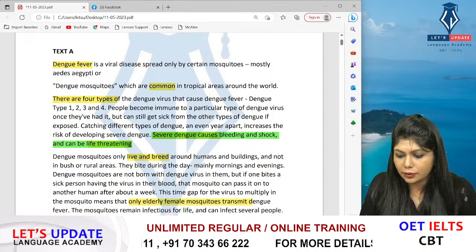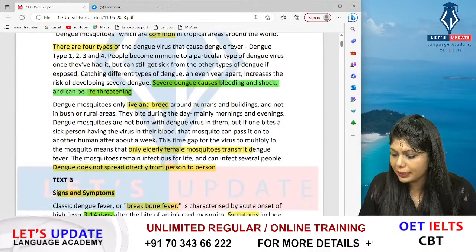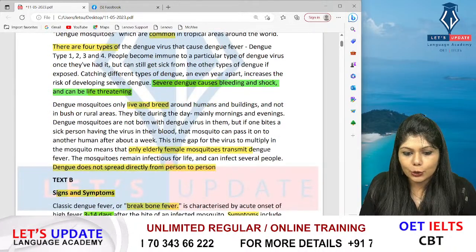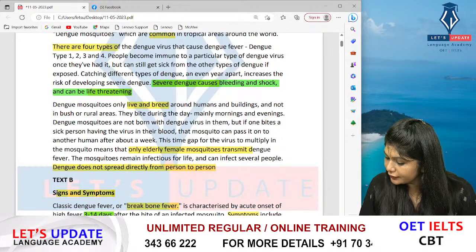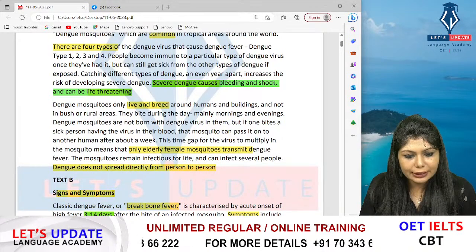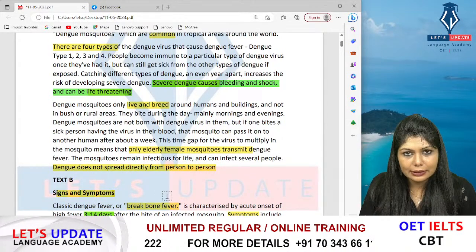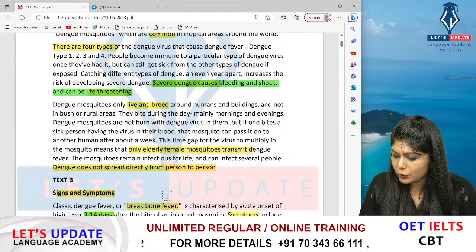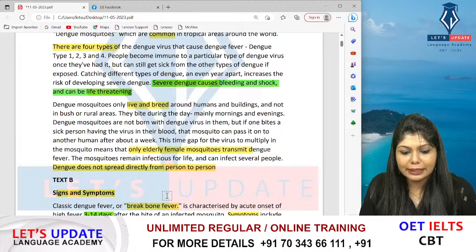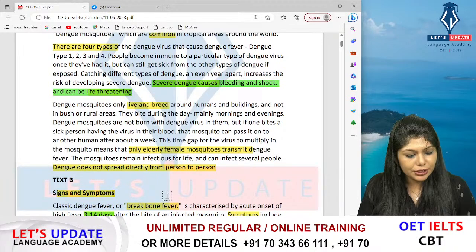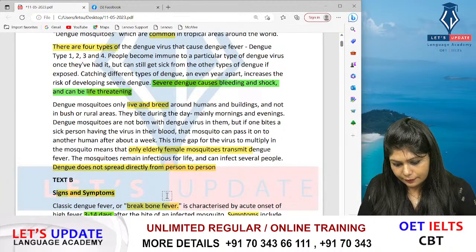And the question is, it does not spread dash. Okay, so about dengue fever. So what do you think is the correct answer? Dengue fever does not spread dash. Can you find this information?